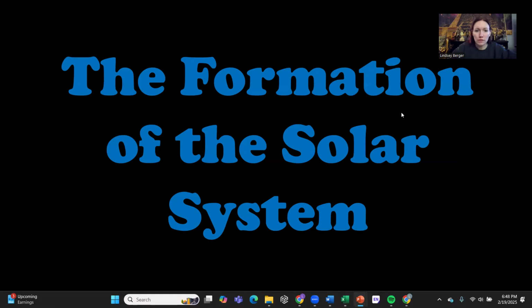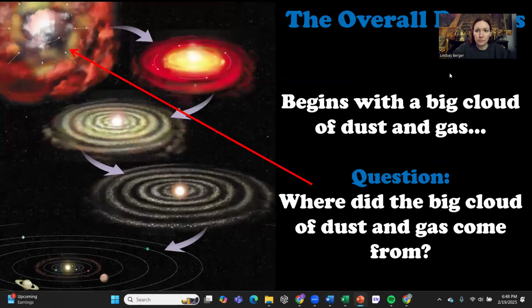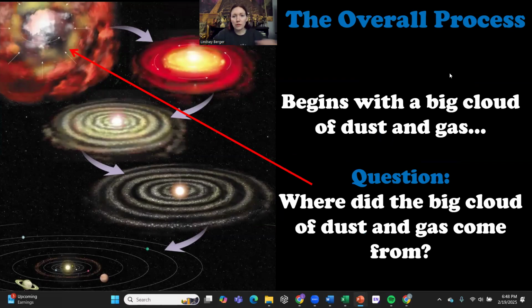So, formation of the solar system. This is a very quickened view of the formation of the solar system. It starts off something like this, with a whole bunch of dust and gas in a cloud-ish structure. It wasn't really organized. There wasn't a whole lot of anything precise going on.